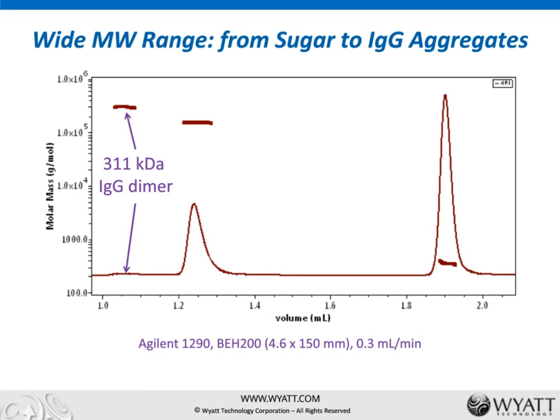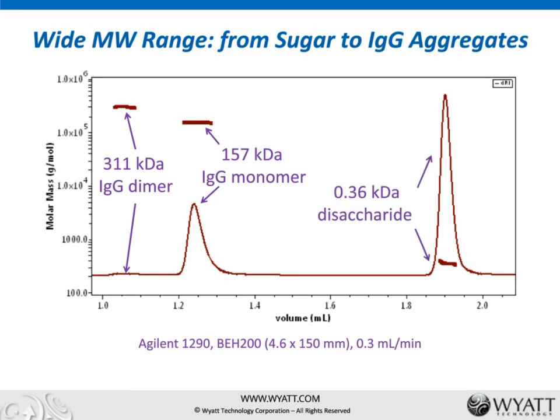We see a dimer peak at 311 kilodalton, and then 157 for the monomer. We also notice there's a peak eluting very close to the total inclusion volume, and we can measure the molecular weight to be 0.36 kilodalton, or 360 dalton, consistent with the molecular weight of a disaccharide. And we know in the sample there is a disaccharide present.